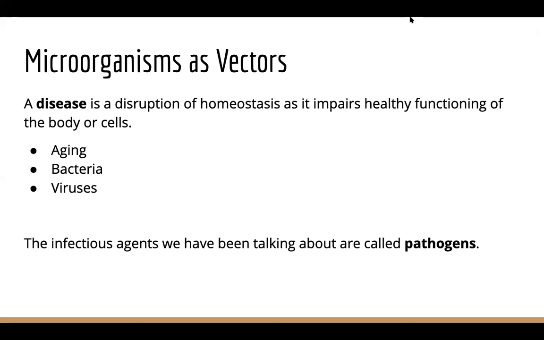So a disease caused by microorganisms usually refers to a disruption of homeostasis because it impairs healthy functioning of parts of your body or your cells. This could be on the level of an organ like your lungs, or specifically how your cells will process different things. Like when a virus enters your cell, it will hijack different machinery inside of your cell to make copies of itself. Different diseases can be attributed to aging, like Alzheimer's.